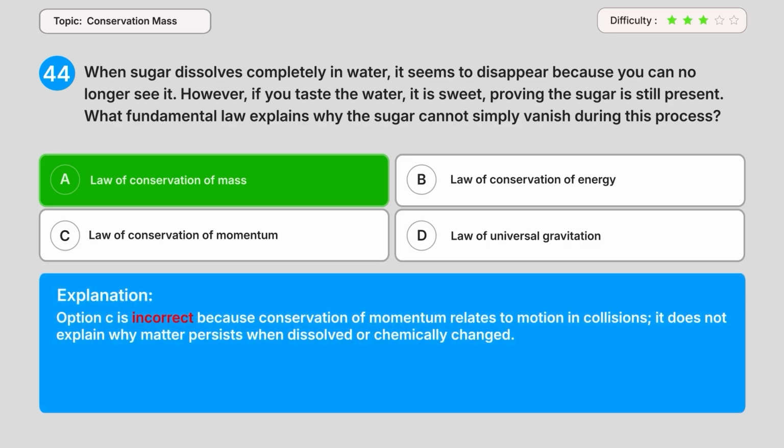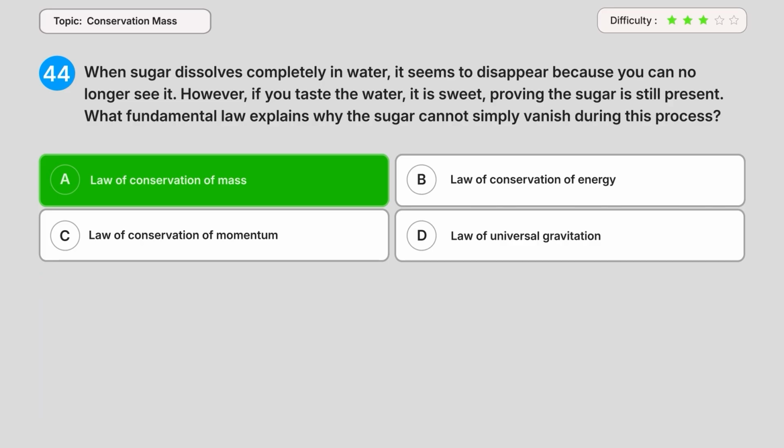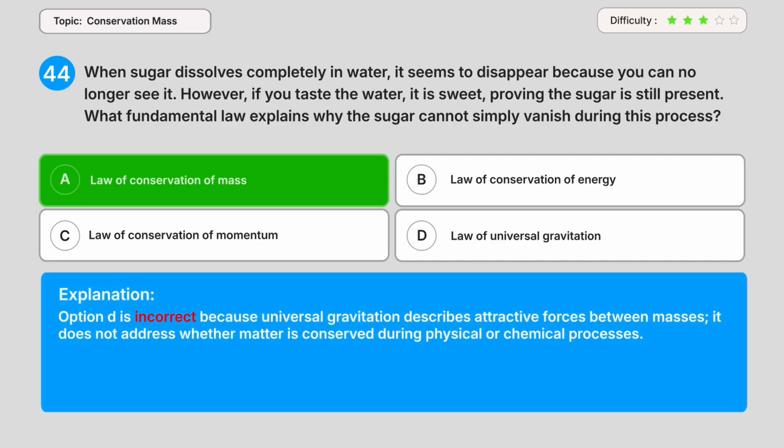Option C is incorrect because conservation of momentum relates to motion in collisions. It does not explain why matter persists when dissolved or chemically changed. Option D is incorrect because universal gravitation describes attractive forces between masses. It does not address whether matter is conserved during physical or chemical processes.